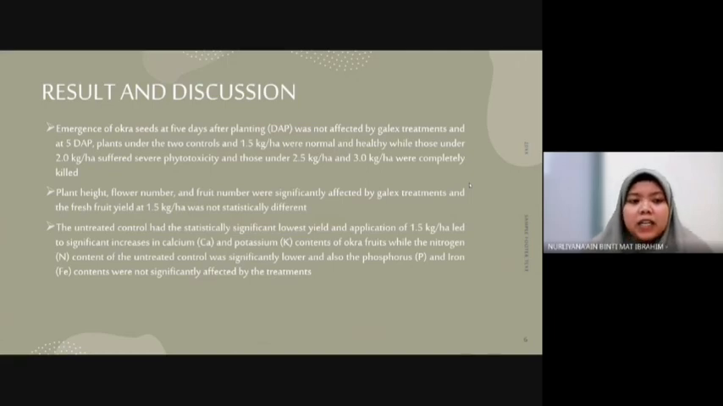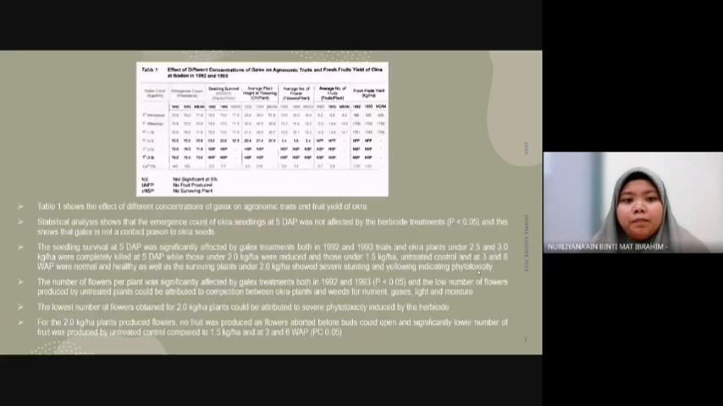statistically different. The untreated control had the statistically significant lowest yield, and application of 1.5 kg per hectare led to significant increases in calcium and potassium content of okra fruit, while the nitrogen content of the untreated control was significantly lower, and also the phosphorus and iron content were not significantly affected by the treatment. Table 1 shows the effect of different concentrations of Galex on agronomic traits and fruit yield of okra.